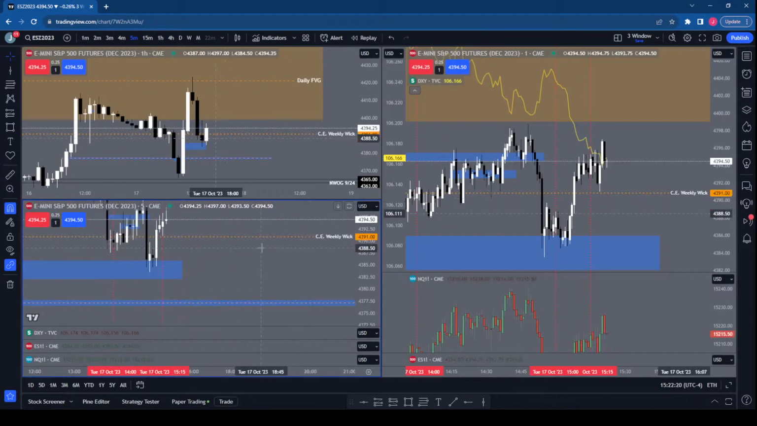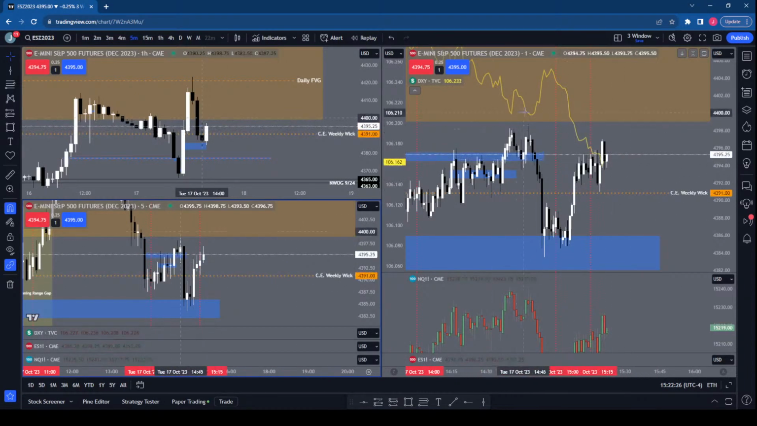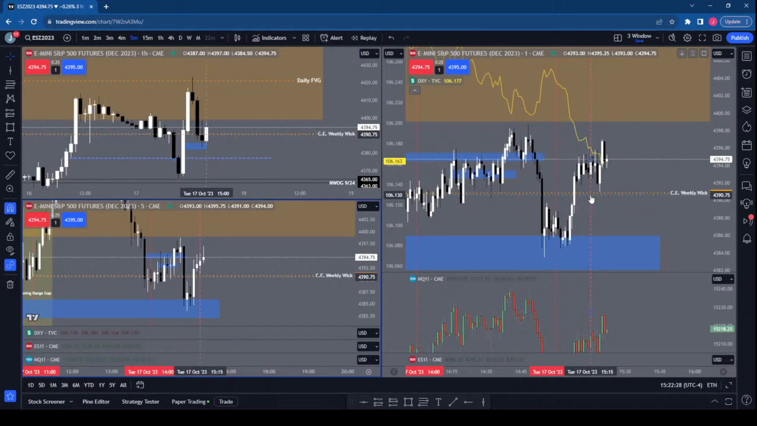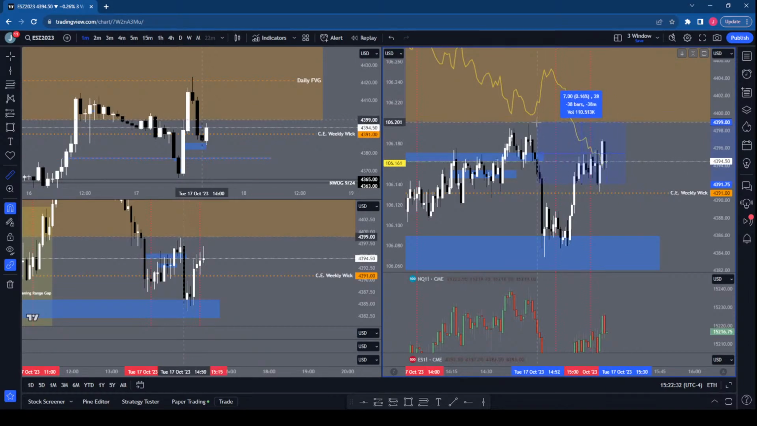Okay, so back to price. You can see on the 5-minute we dropped into this fair value gap. I want to see it take these highs, and then I'll do something about it, because I want to see it get animated.